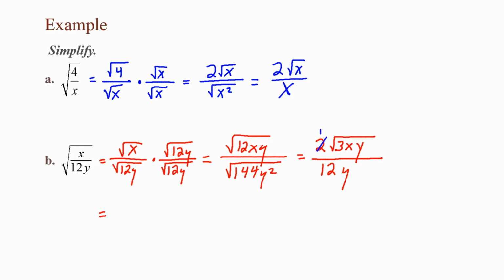2 goes into 2 one time and 2 goes into 12 6 times. Final answer would be the square root of 3xy divided by 6y, which was the same answer we got before. Your choices are to simplify your square root, then rationalize the denominator, or rationalize the denominator, then simplify your root and reduce your fraction.